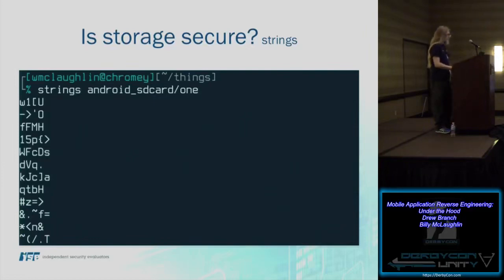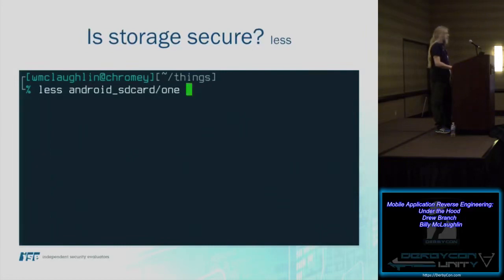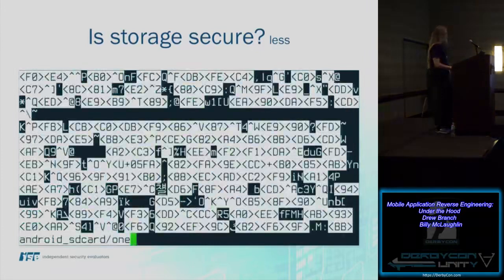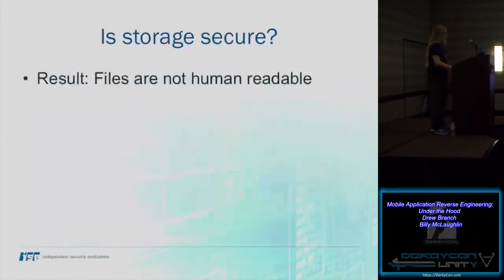Okay. Next we're going to look at less. Less is a command that everyone's probably used if you're familiar with Linux. It's a pager that lets you look at the contents of a file. So we're going to run less on our file, and we get a bunch of garbage. From doing security assessments, if I see something like this, chances are it's encrypted or encoded or something's going on. So the result of this is the file's not human readable. Didn't get us too much helpful information, but got us somewhere.